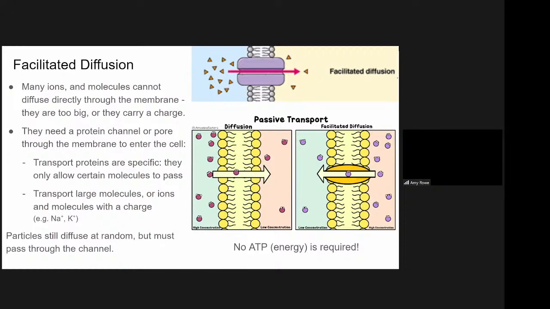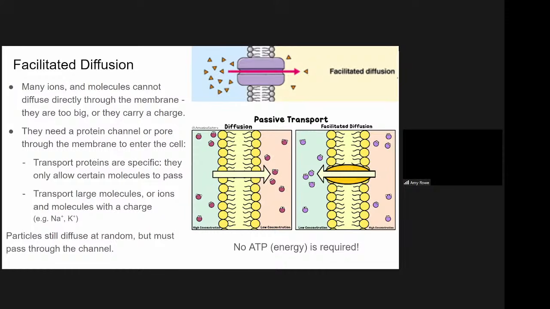So these transport proteins are specific. They will only allow certain molecules to pass through. So there might be certain ions, or in the case of aquaporin, it will only allow water molecules to pass through the pore. They are able to transport large molecules or ions and molecules with a charge. So, for example, sodium ions and potassium ions.